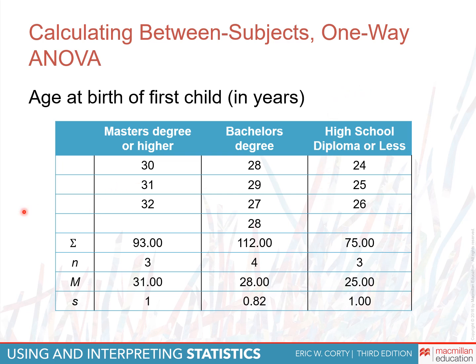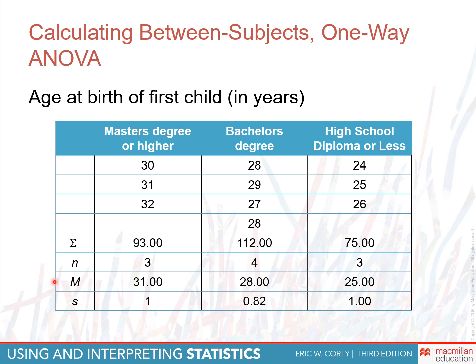So we can do a few things here. First of all, we can come up with the sum of ages for each group. So if we add up the ages for the master's degree group, we get a sum of 93. We can do the same thing for the bachelor's degree group. We add up these 4 ages, we get 112. And then we do the same thing for the high school diploma or less group. We add up these ages and we get 75. And then we have N, which is our sample size for each of these groups. So we have 3 people in the master's degree group, 4 people in the bachelor's degree group, and then 3 people in the high school diploma or less group. So this is our sample size.